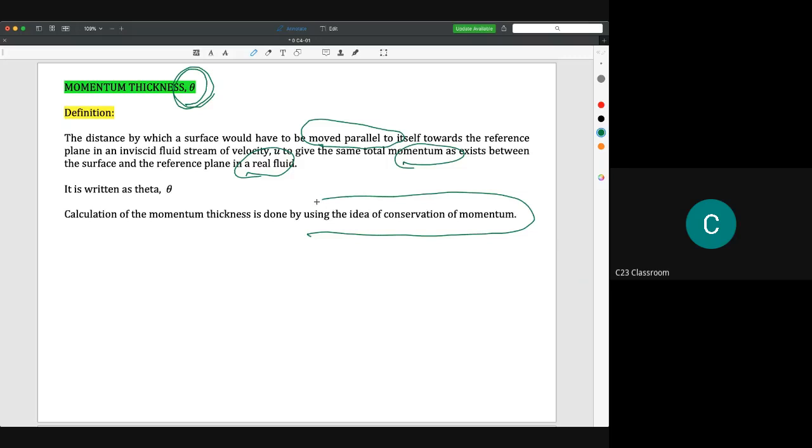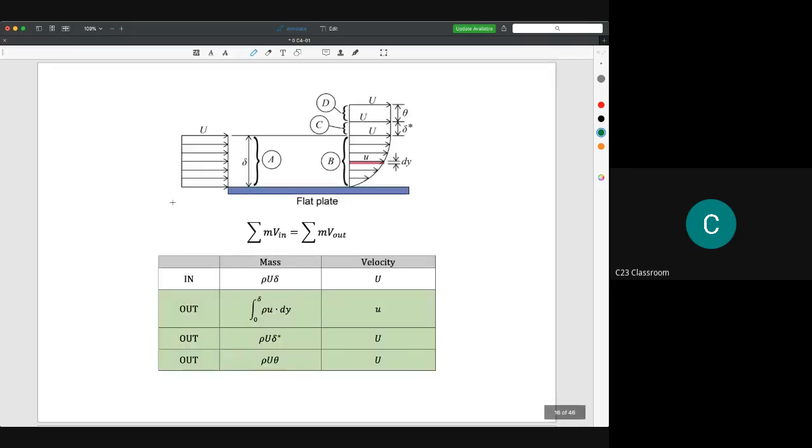Okay, so the symbol of momentum thickness is theta. We use the same diagram to explain the momentum thickness. For example, we have a flat plate here, and then we have the free stream velocity, which is not in contact with the flat plate yet. After it makes contact with the flat plate, the velocity distribution occurs, due to the no slip condition and the viscous effect of this fluid.